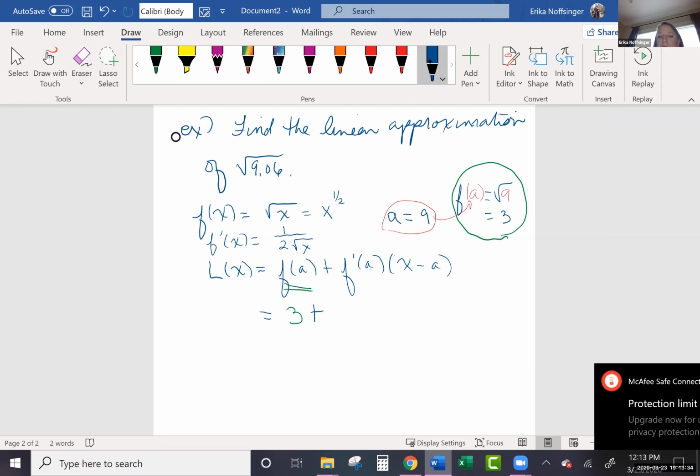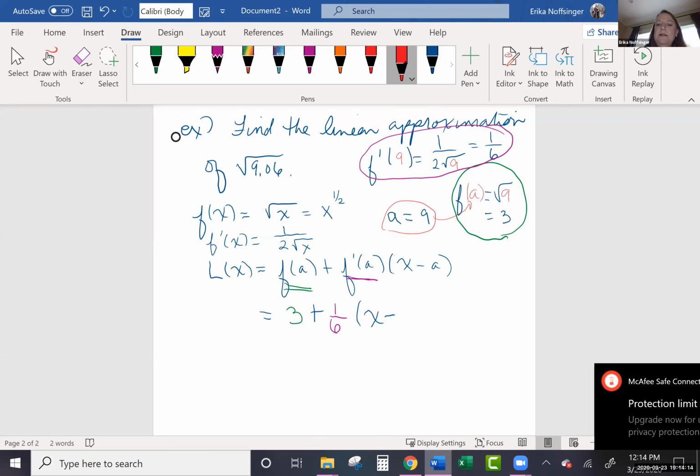So let's figure out what f prime of a is. And so f prime of 9, plug that into our derivative equation that we found down here. So that's 1/2 times the square root of 9, which is equal to 1/2 times 3, which is 6. So f prime of a, we just saw was 1/6. So let's plug it in here. So plus 1/6 all times x minus a, but a was, in our case, 9.